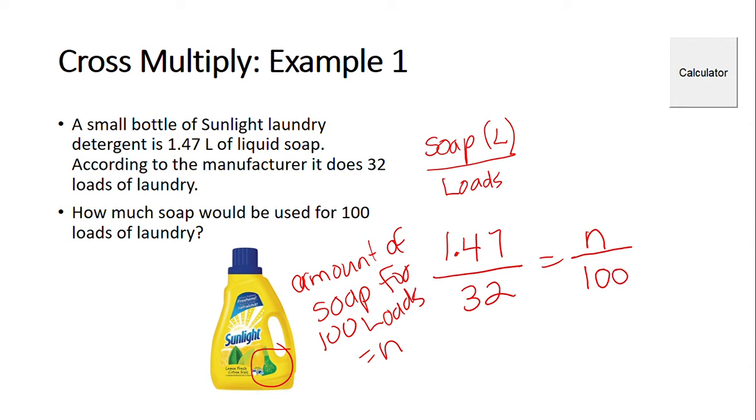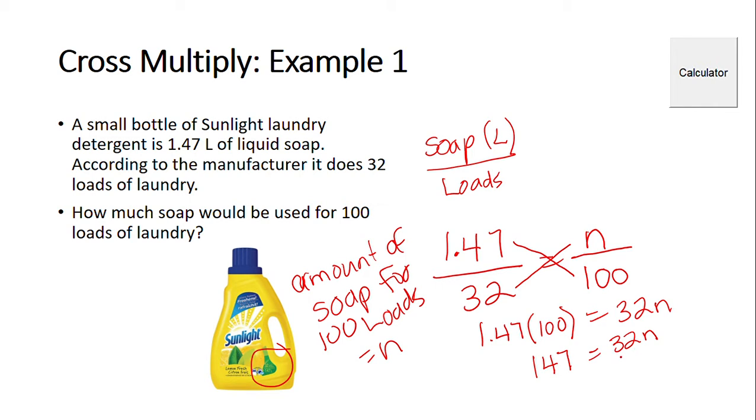And so now using that cross-multiply system that they had told you about, we're going to do this across. So now we have 1.47 times 100. And remember, if there's no sign, that means times, equals, and we'll do 32 times n. Okay? And so now we're simply just going to multiply this. So we have 1.47 times 100, which would be 147, and that equals 32n. And now using what we reviewed in algebra, we need to divide by 32 to get n by itself, and divide this by 32 as well, because we have to do the same to both sides.